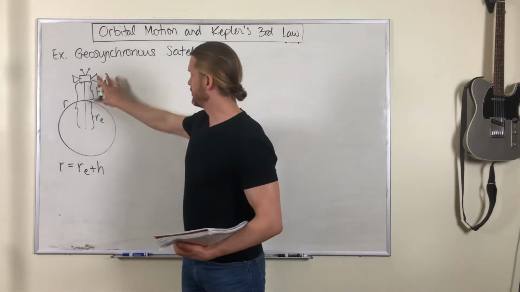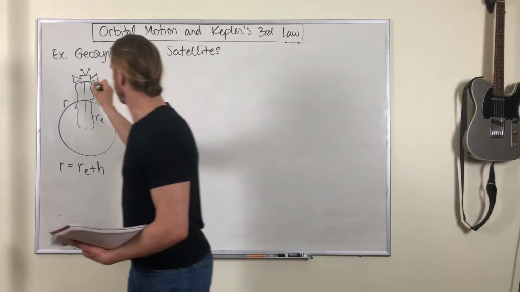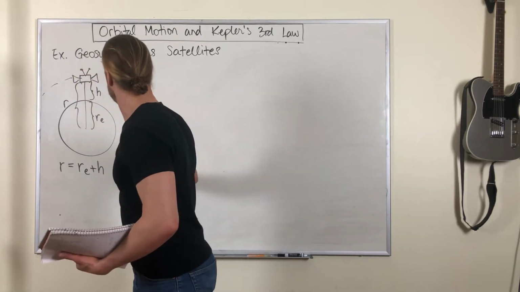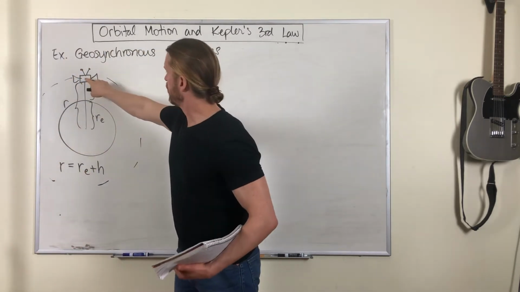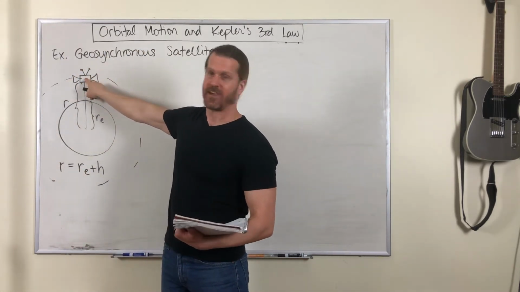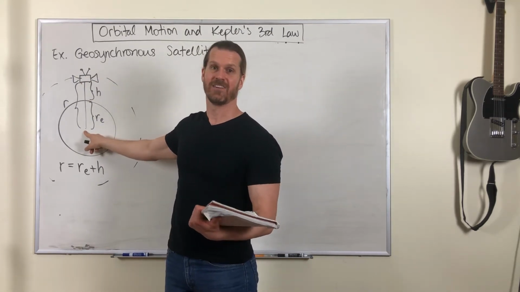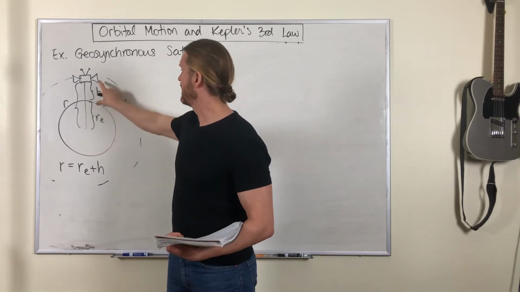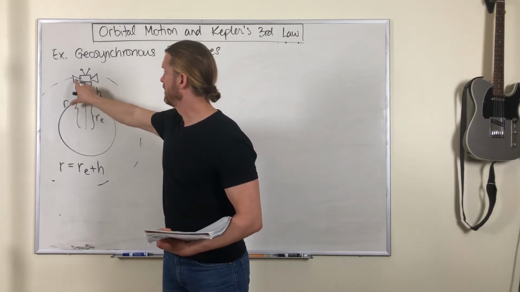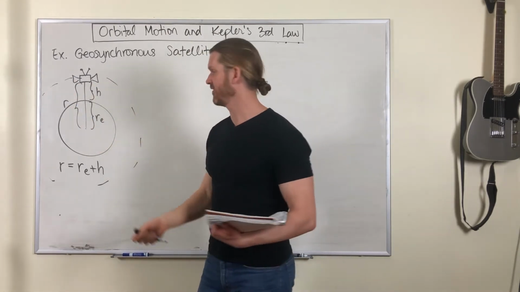So here's a sketch of a satellite orbiting around Earth. The orbital radius is the distance from the satellite to the Earth's center. And we're going to be interested in the height above the Earth. So that height is the total radius minus the Earth's radius.